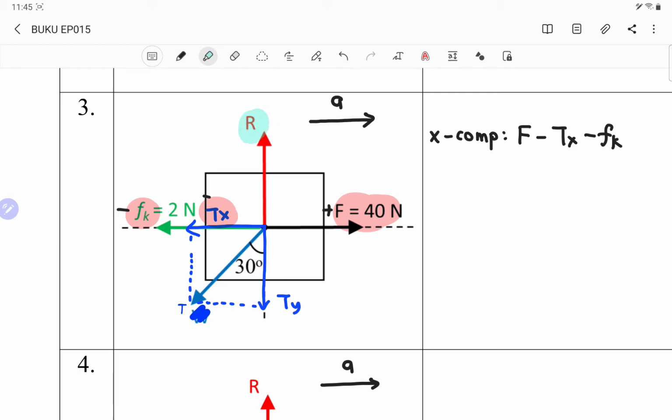Then along Y we have R and Ty. W tak ada sebab dia tak bagi dekat free body diagram kita. So for the Y component, R minus Ty.